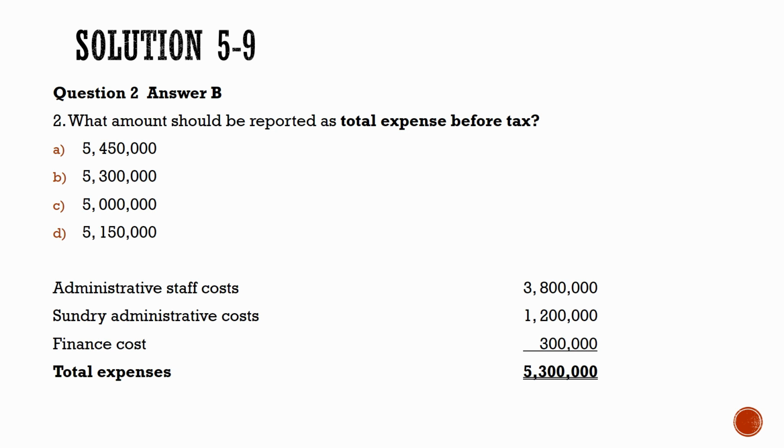Bakit po hindi kasali ang income tax expense? Kasi nga po, ang hinahanap lang po natin dito is yung total expense before tax. Kaya hindi po siya kasama. So pag-add-in lang po natin yung mga expenses na nakuha natin. 3.8 million plus 1.2 million plus 300,000 which will give us a total expenses before tax of 5.3 million which is letter B. So next na po is Miss Linga.